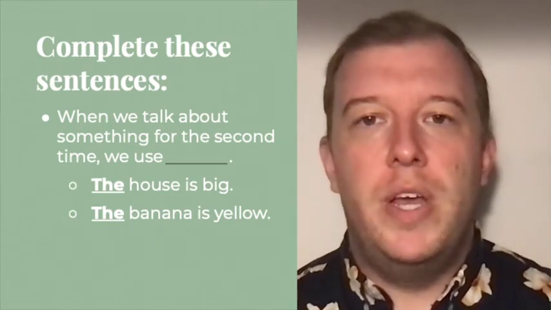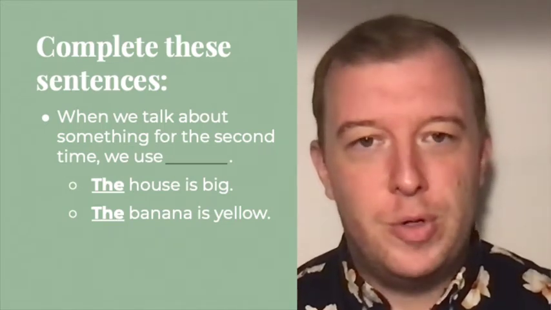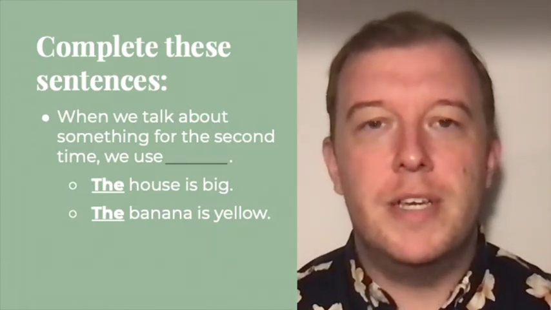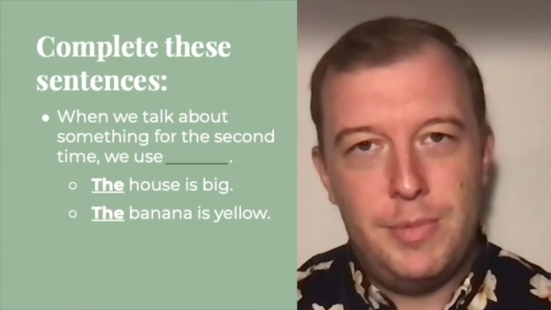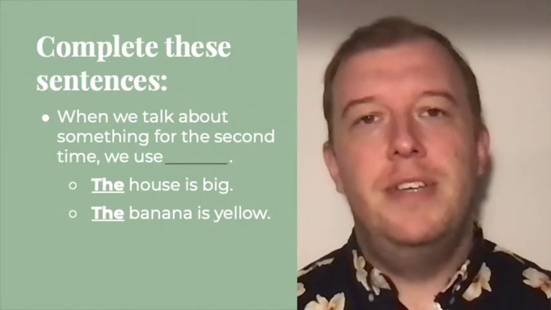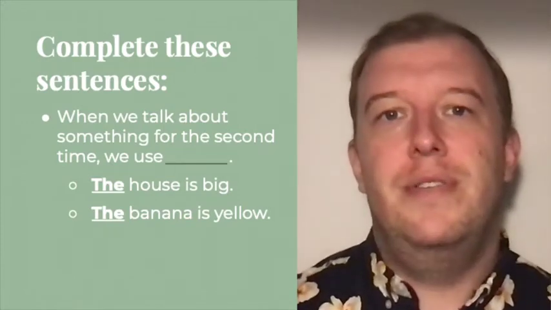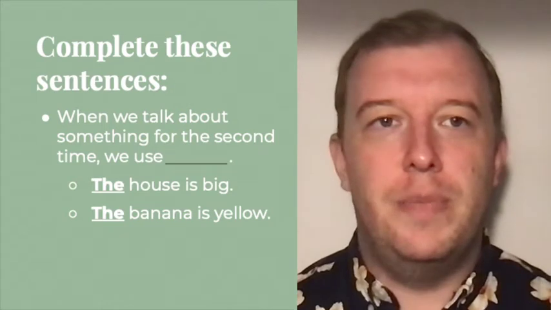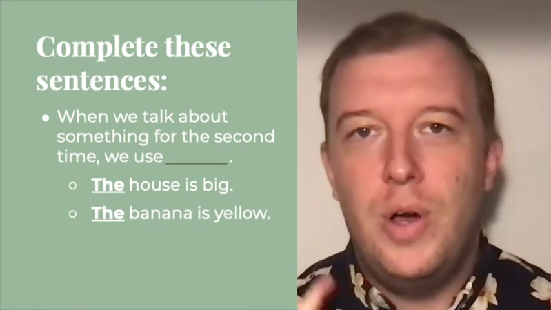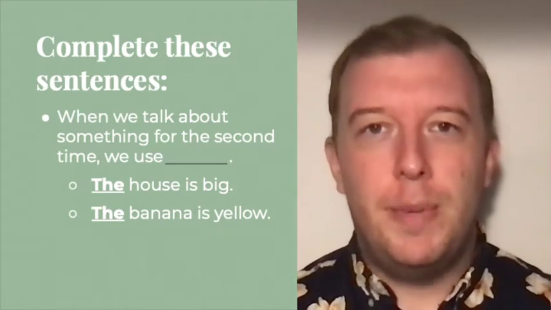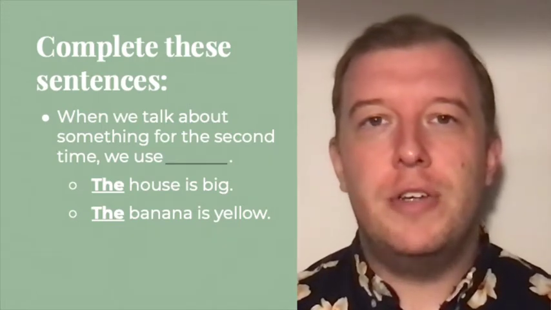So, a is just talking about any kind of banana, okay? It's something when we're talking about it for the first time. With the, it's a little bit more specific. We know which object we are talking about. It's not any house, it's the house, okay? So the house is big. It's the second time we talk about it. We already know which house it is. So those were a couple of basic English articles.